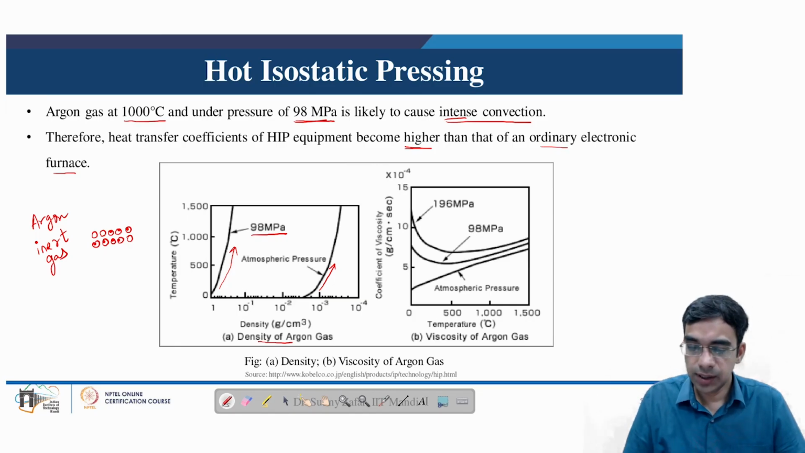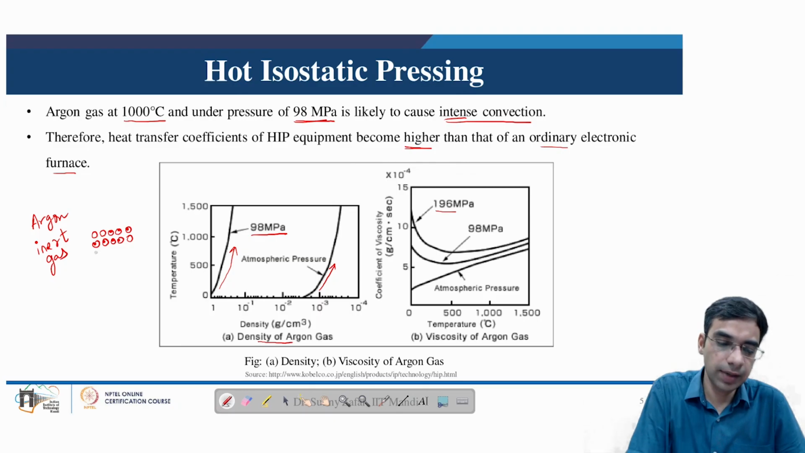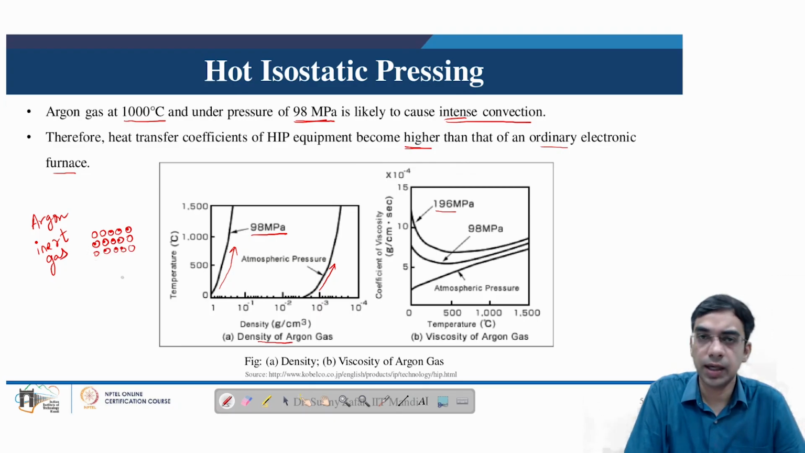Secondly, we can also see the rise in temperature as a function of the coefficient of viscosity of the argon, wherein we can see that at higher pressures there is a much higher rate of increase in temperature because of the intense convection, as the nearby molecules of argon at higher temperature and higher pressure are likely to cause a faster rate of heat transfer than atmospheric pressure can cause.